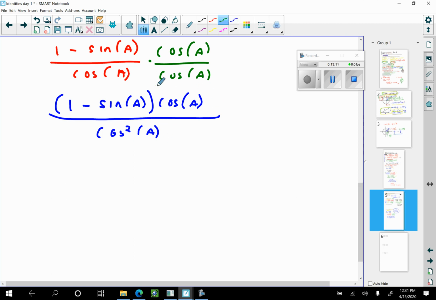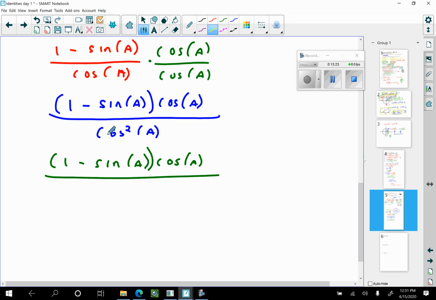Oh, I know what I'll do. I'm going to make sure I stay in parentheses. Instead of cosine squared of a, I'm going to write that as 1 minus sine squared of a. So these don't cancel, but guess what? The bottom now is a difference of squares because 1 is indeed 1 squared.